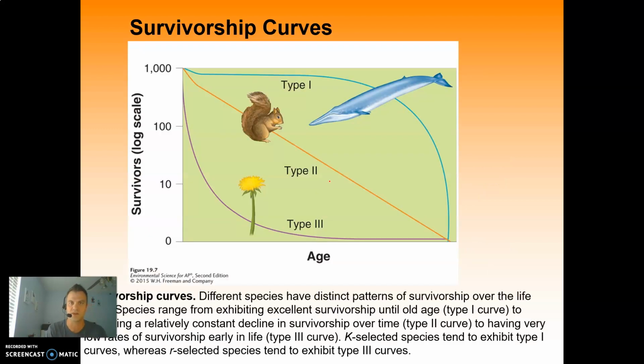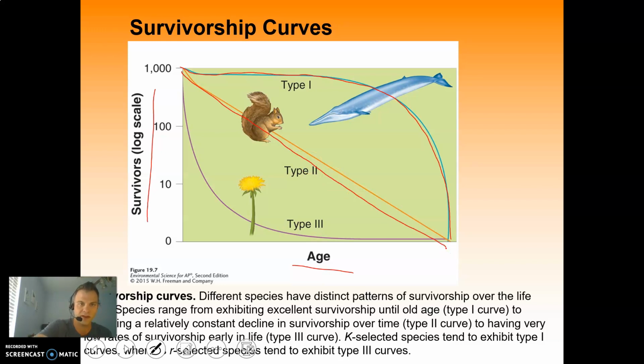Here you can see the 3 types. You've got survivors on the y-axis and age on the x-axis. With type 1, you have a lot of survivors initially, and it only drops off as you reach old age. Type 2, the survivors constantly decline throughout. And type 3, you can see a major drop-off of young, and barely any reach old age.